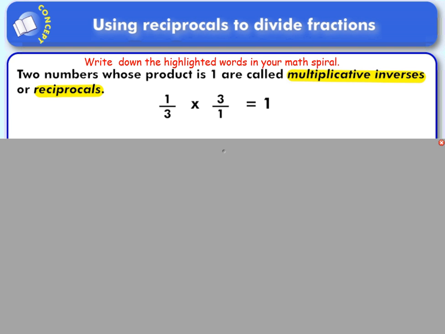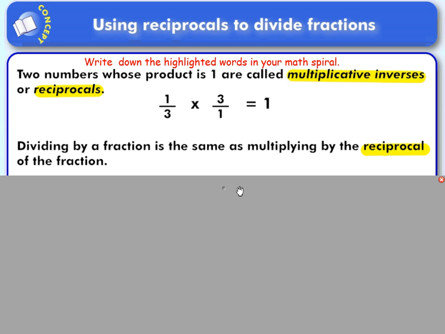So one thing I want you to do, if you need to pause the video now to write down these highlighted vocabulary words in your spiral, I would do that now. Multiplicative inverse or reciprocal, those are synonyms. They just mean they're two numbers whose product is 1. So for example, 1/3 times 3 over 1, when you multiply straight across, you get 3 over 3, which is 1. So 1/3 is the reciprocal of 3 over 1. And you can find a reciprocal by basically just flipping around a fraction. So if you have 1/3, its reciprocal is 3 over 1. If you have 2/3, its reciprocal is 3 over 2.